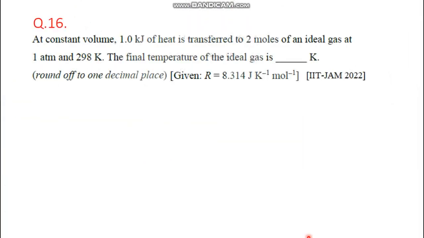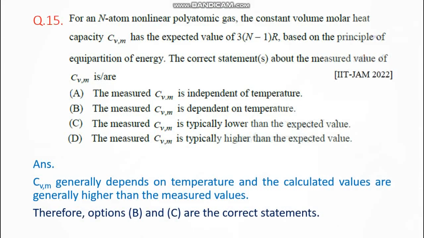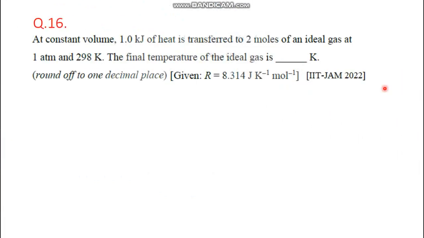Now the next question came in IIT-JAM 2022. And the previous question also came in IIT-JAM 2022, and this one also came in 2022. What is the question? At constant volume, 1.0 kilojoule, that means 1000 joule of heat is transferred to 2 moles of an ideal gas at 1 atmospheric pressure and 298 Kelvin. You have to calculate the final temperature in Kelvin after rounding it off, and the value of R is given here to be 8.314 joule per Kelvin per mole.